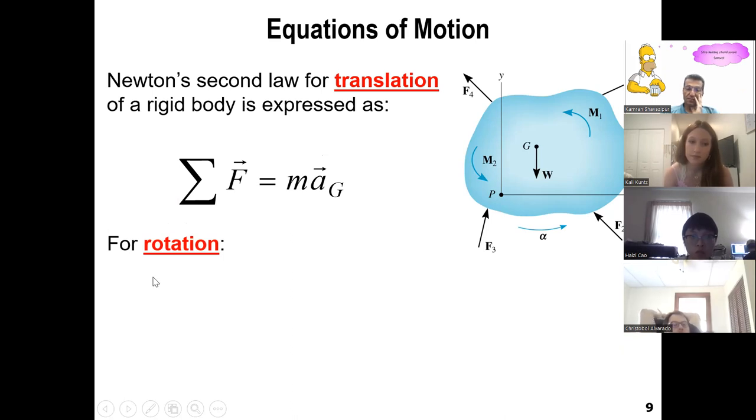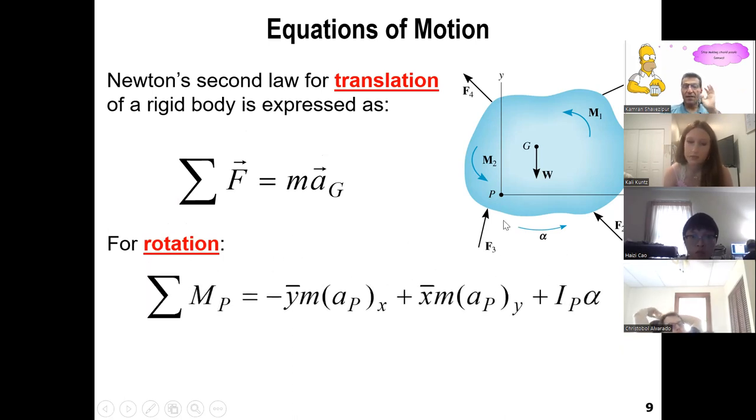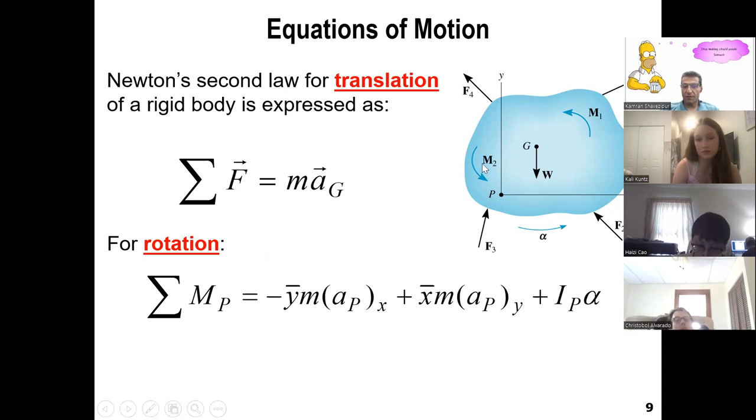Now, for rotation, there is a derivation to find this. I'm not going to go through the derivation, but this is what it is. And let me tell you what this equation is about. Remember, when you talk about moments, moments should be about a point, right? If I put my reference point on point P, like M1 and N2 create moments already, F1, F2, F3, F4, all of them create moments. Remember, this is a vector analysis, goes in X and Y. Moments, this is a planar motion, so all the moments are in Z direction.